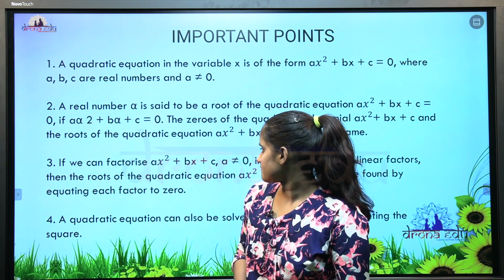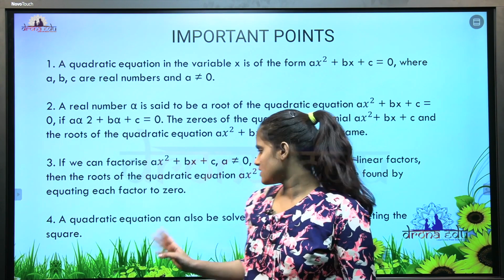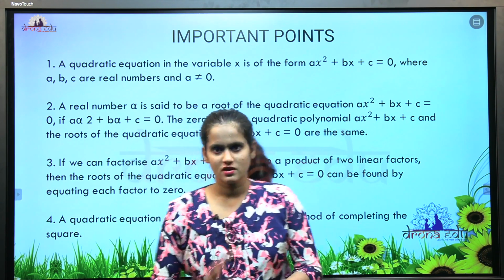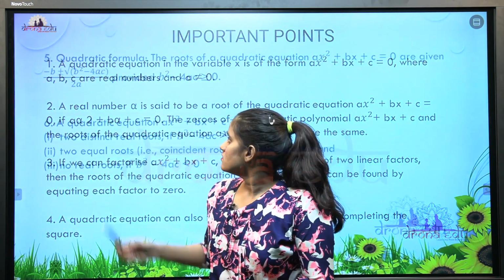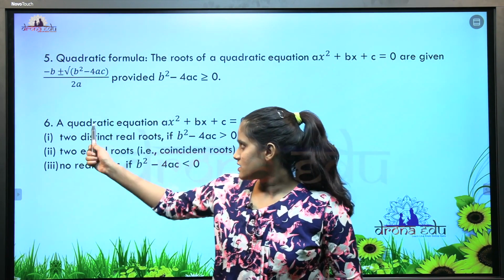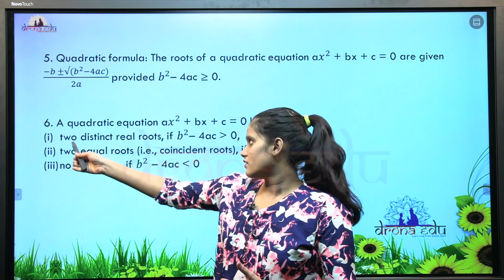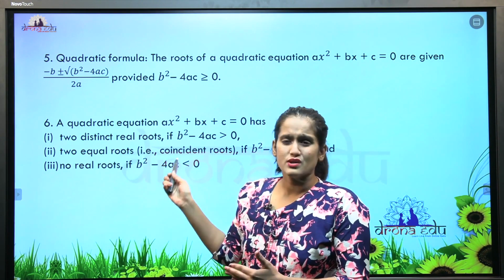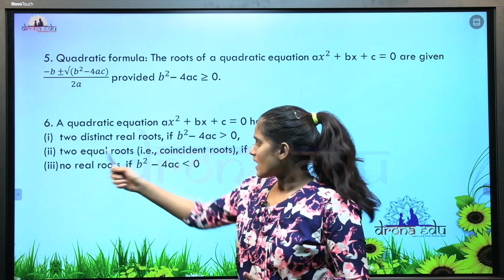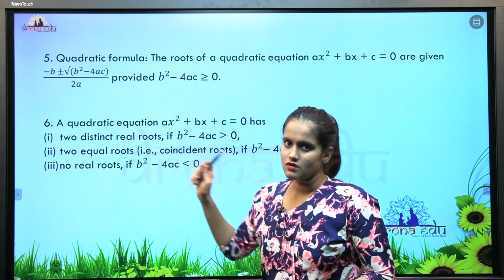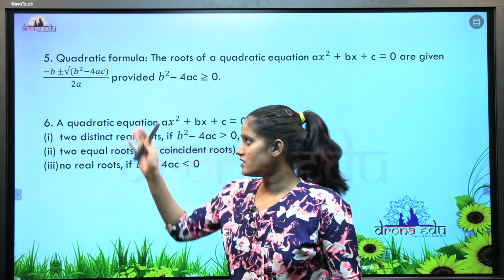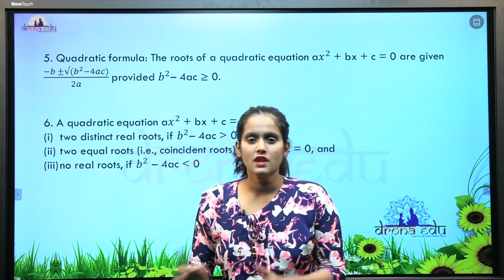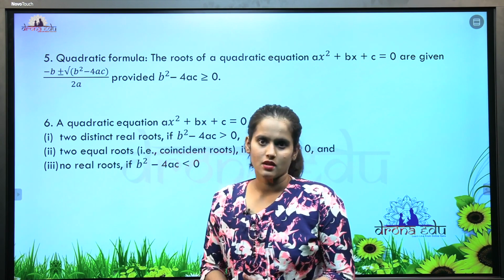And then this can be solved with completing the square, the method I told you. And then the formulas, and these 3 distinct cases: you'll get 2 distinct real roots if b square minus 4ac is greater than 0, 2 equal roots if it is equal to 0, and if it is lesser than 0 there are no real roots. So all these are the important points to be remembered in this quadratic equation.